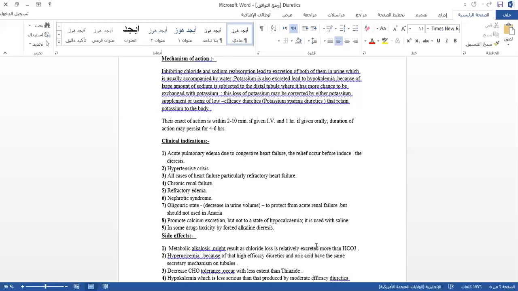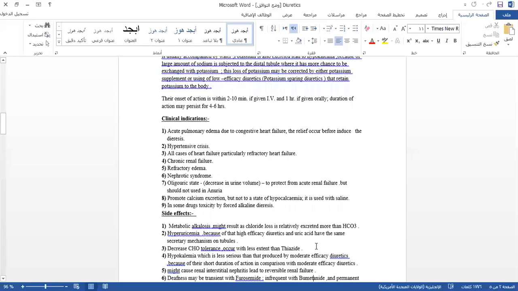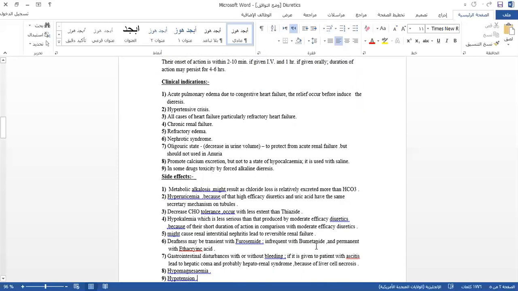Number two, the second adverse effect, hyperuricemia, because high efficacy diuretics and uric acid have the same secretory mechanism in the renal tubule, so there is competition on the same secretory mechanism. Number three, decrease in carbohydrate tolerance with increased blood glucose and hyperglycemia.